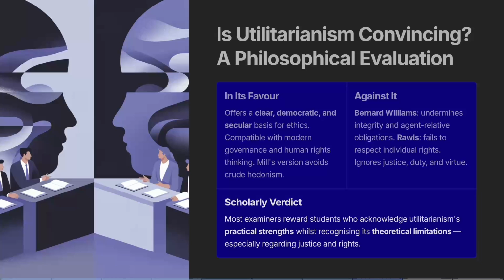And here we can see in its favour, it's democratic, it's clear, it's a non-religious secular basis for ethics. It's compatible with modern day governments and human right thinking. And if you apply John Stuart Mill's version, it avoids the crude hedonism we just mentioned a minute ago. But scholars like Bernard Williams say that it undermines our integrity, it takes away our agent-relative obligations, and Rawls says it fails to respect our individual rights and it ignores justice and duty and virtue.